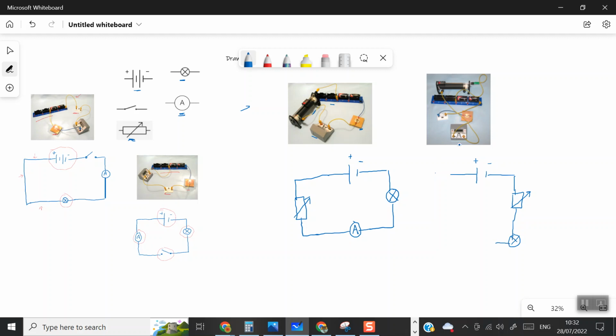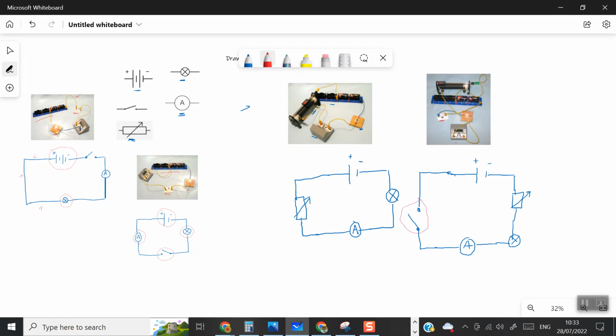Then it looks like we have an ammeter, which measures the current through the circuit. And then it looks like I'll just put this up here, we have a switch. So this enables us to turn the circuit on and off. Okay, so we have this here is a switch. So this is our symbol for a switch.